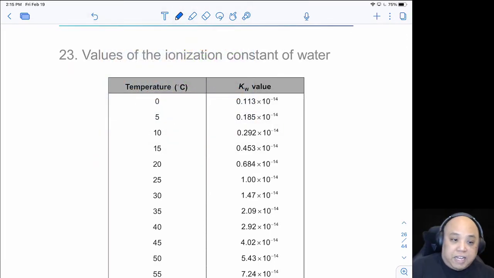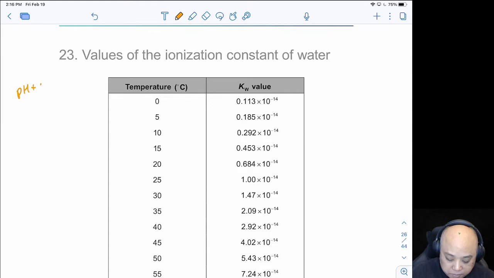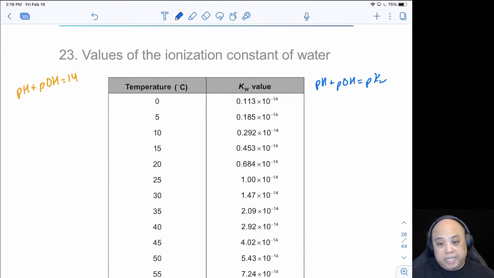Higher level, values of the ionization constant of water. For a higher level, Kw can change. For a standard level, Kw is essentially 1 times 10 to the negative 14, so therefore your pH plus your pOH equals 14. For a higher level, pH plus pOH equals pKw. So because Kw changes, neutral pH changes as well.